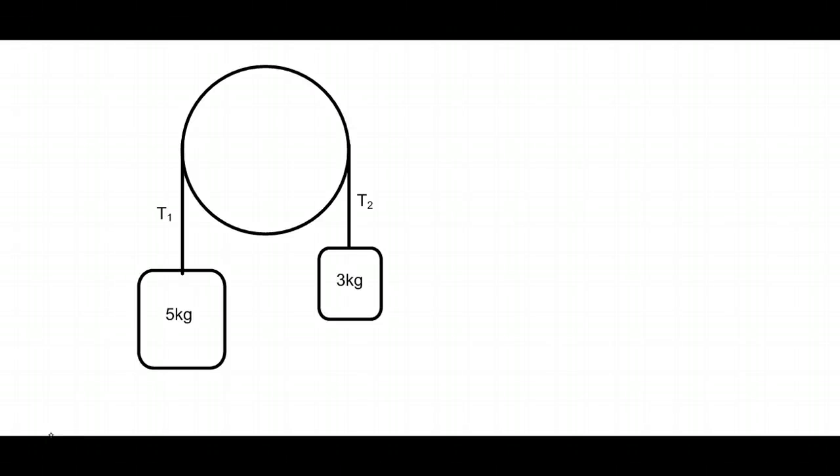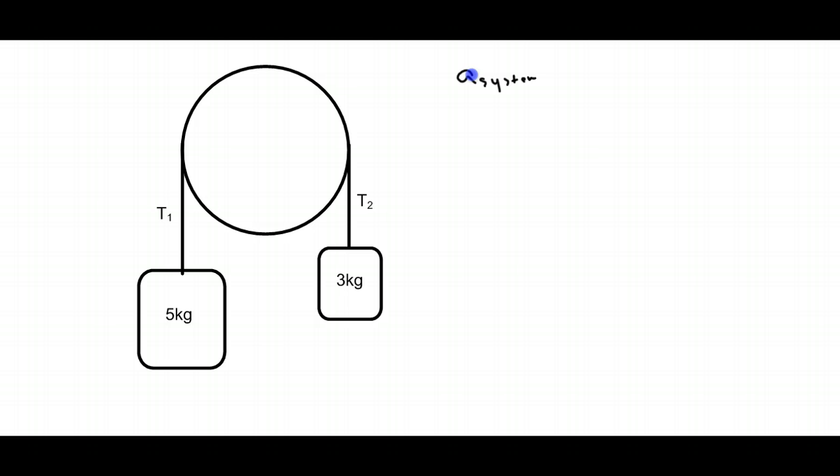This video will show you how to solve simple problems with Atwood machines where you're looking for the tension in the cords. This example here will show you specifically with a massless cord and a massless pulley. Alright, so we've worked through this problem before where we just found the acceleration of the system.